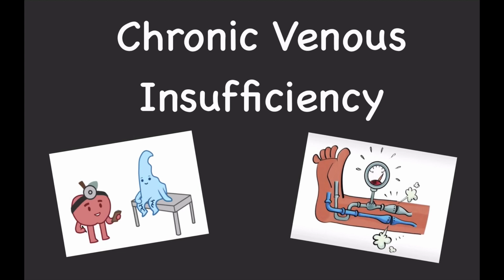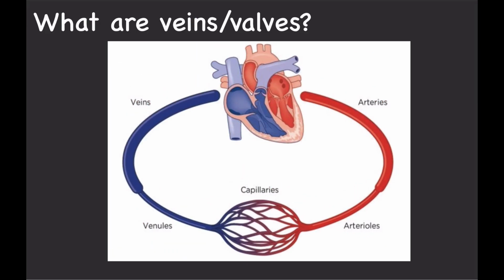Hey guys, in this video we'll be talking about chronic venous insufficiency, also known as CVI. As you can probably guess by the name, the condition involves complications with proper functioning of your veins. Before we get too much into the condition, let's take a step back and review what veins are and how they function. Veins are one of the main blood vessels in your body.